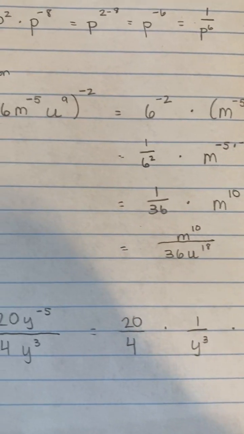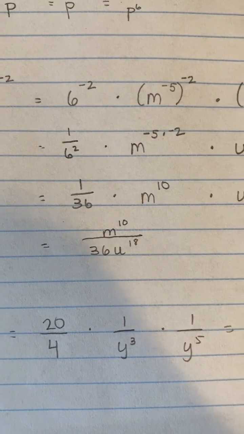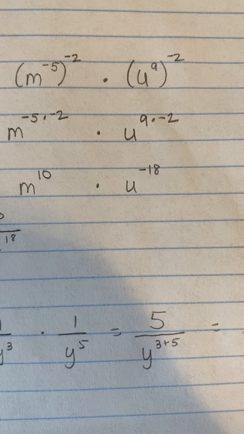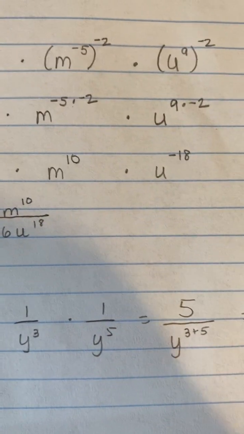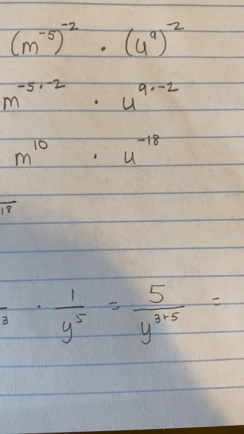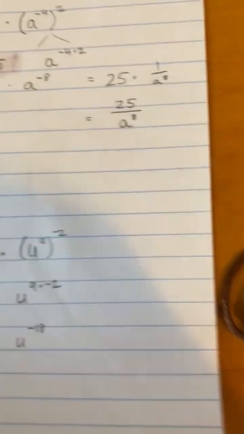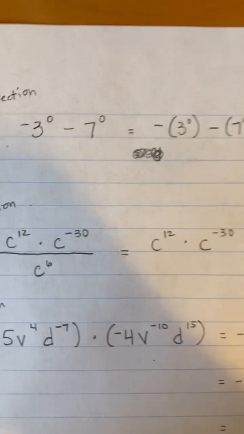And then I turned the y to the negative 5th into 1 over y to the 5th. And then the 20 over 4 turned into a 5. And then the y to the 3rd times y to the 5th, you add those exponents together, you get 5 over y to the 8th. You did that one good. That was G. And then here is H.